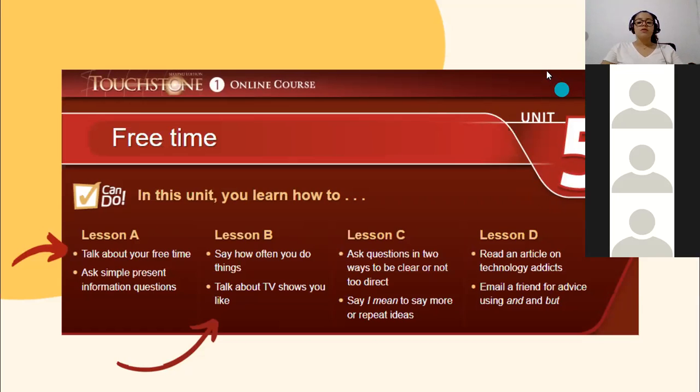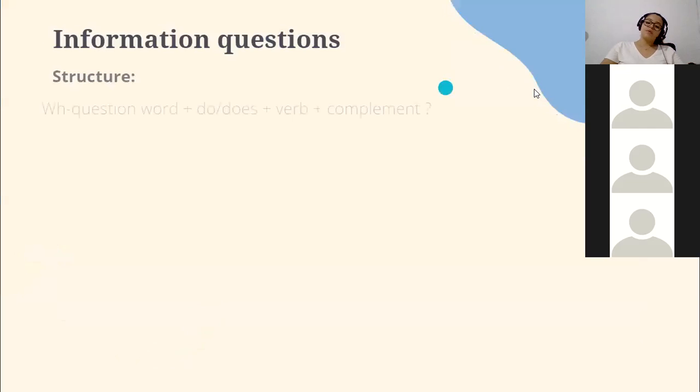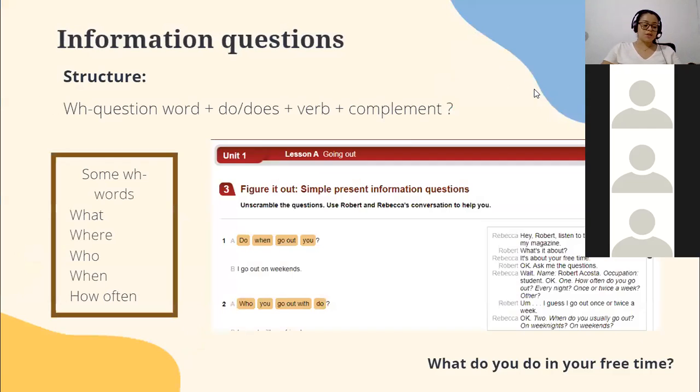So let's start with the first section. Let's check Unit 5, Lesson A. Give me just a second. Why is this Unit 1? We're going to check this out later on.